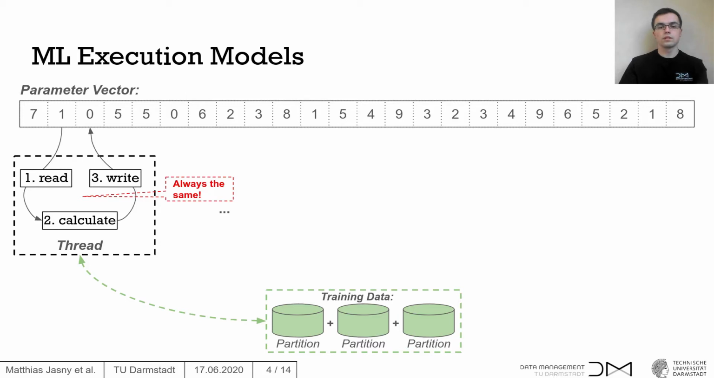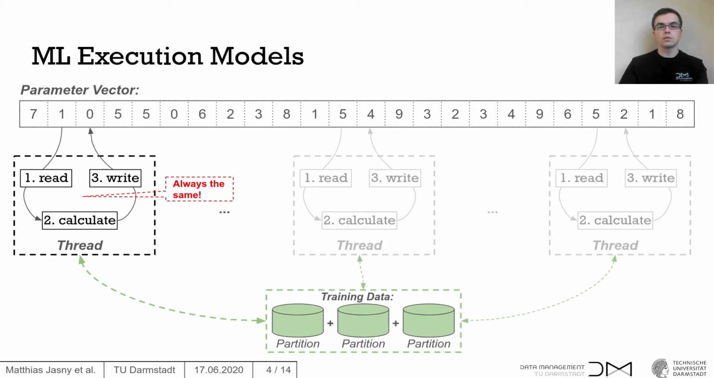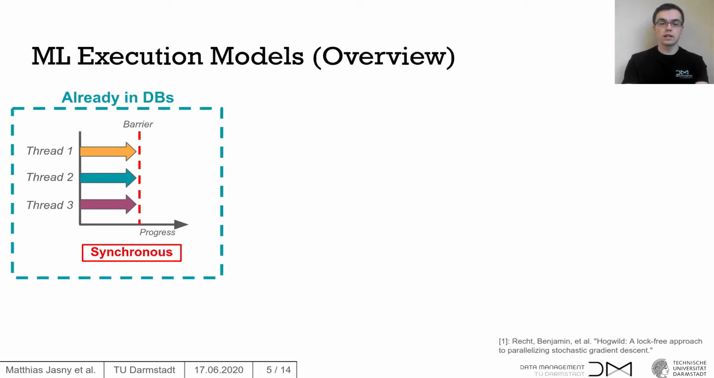So now, to parallelize, we can split the training data and spawn many more threads, which are again doing these three steps. Read parameters and training data, calculate updates, write to the parameter vector. But how do the threads organize concurrent access to the data? We can distinguish between three major synchronization schemes.